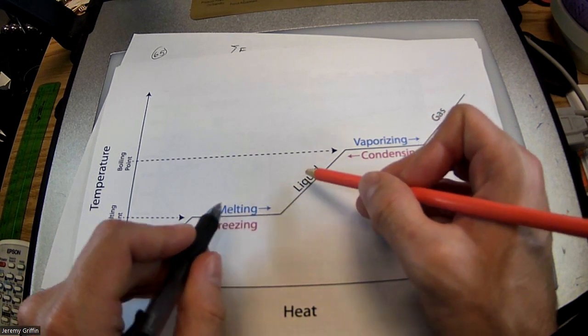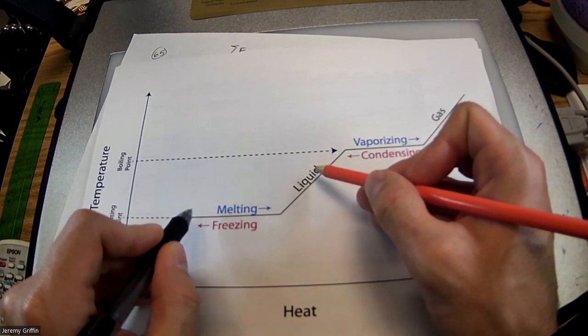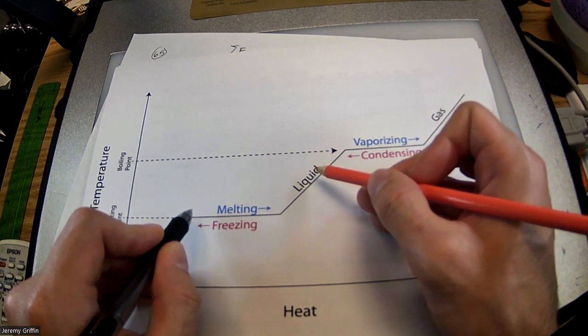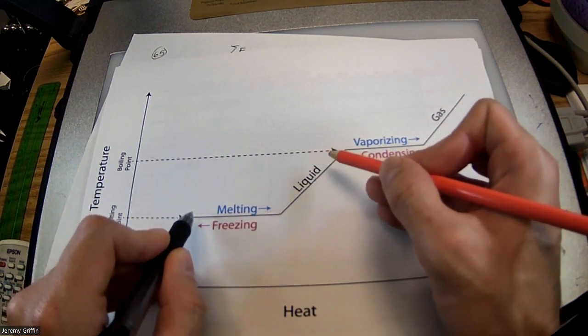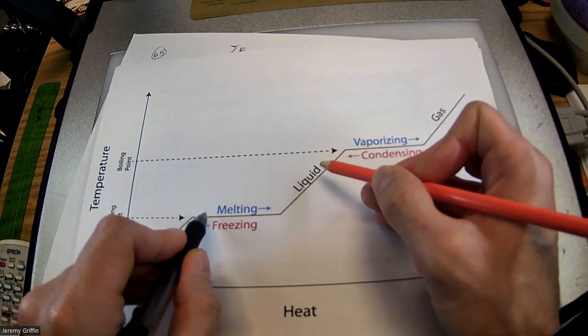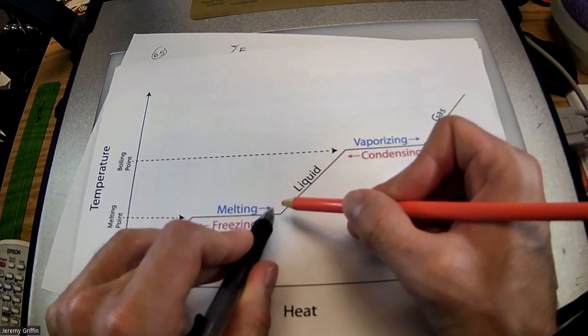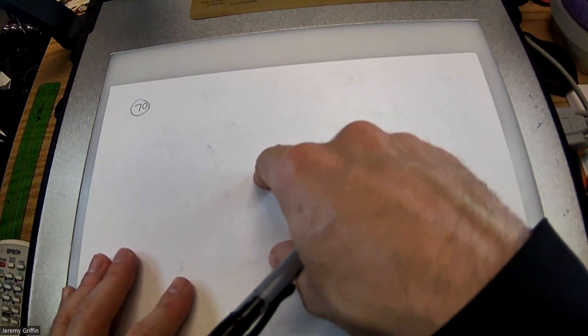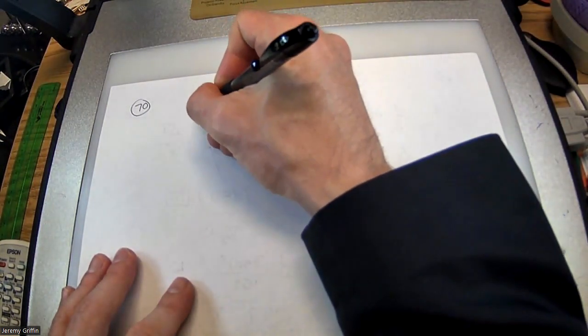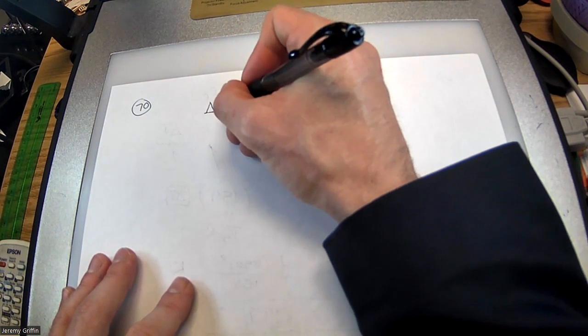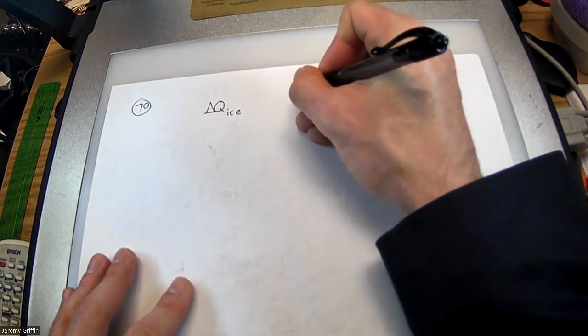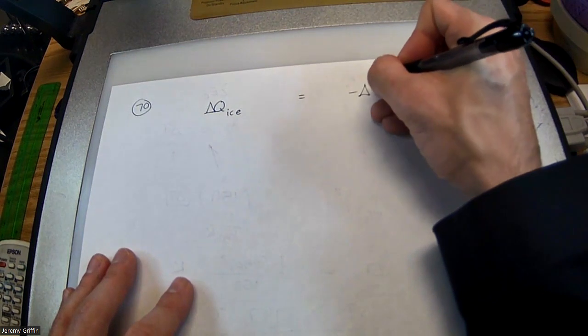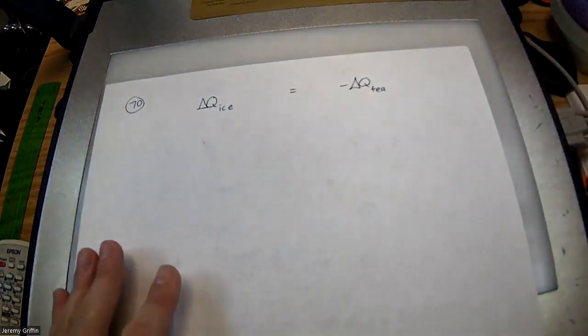Is that okay? Okay. So we've got some ice right here. We got some tea right here, really hot tea. And then there's going to be a thermal energy transfer, and you're going to reach equilibrium right at this point. Okay. Number 70. This is also a first law of thermodynamics question. So the heat energy gained by the ice is the same as the heat energy lost by the tea.